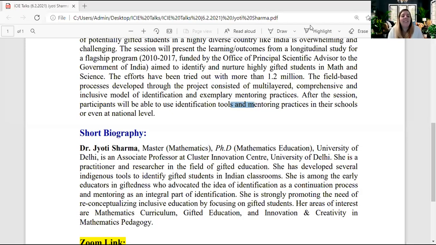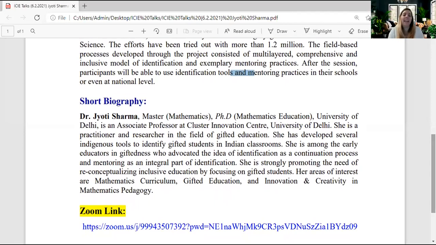She is a practitioner and a researcher in the field of gifted education. She has developed several indigenous tools to identify gifted students in Indian classrooms. She is among the early educators in giftedness who advocated the idea of identification as a continuation process and mentoring as an integral part of identification. She is strong with promoting the need of reconceptualizing inclusive education by focusing on gifted students. Her areas of interest are mathematics curriculum, gifted education, and innovation and creativity in mathematics pedagogy. Thank you so much for being here with us.